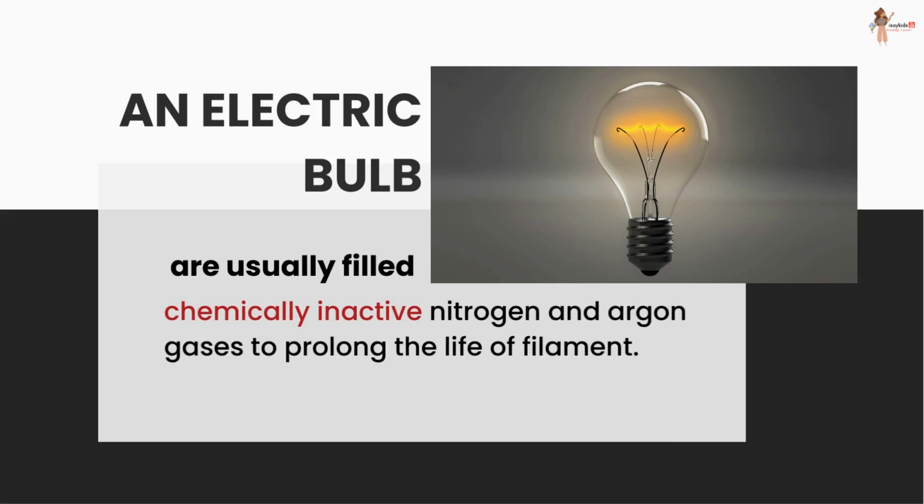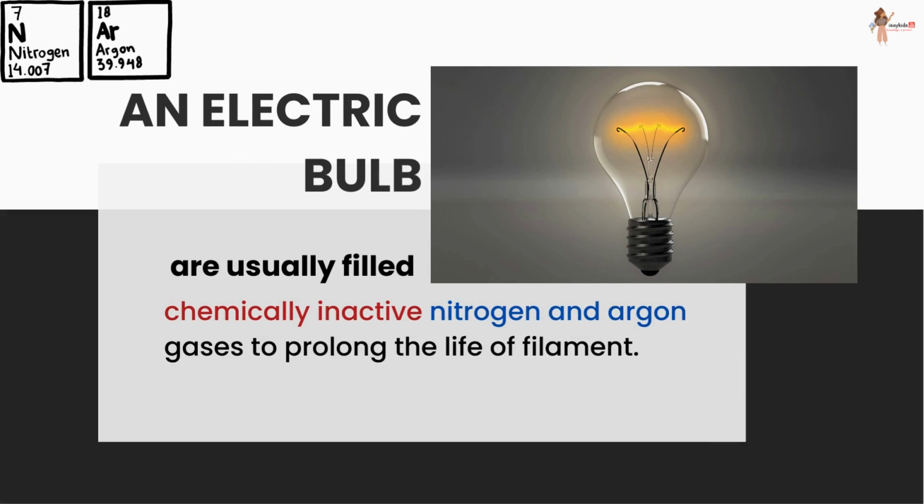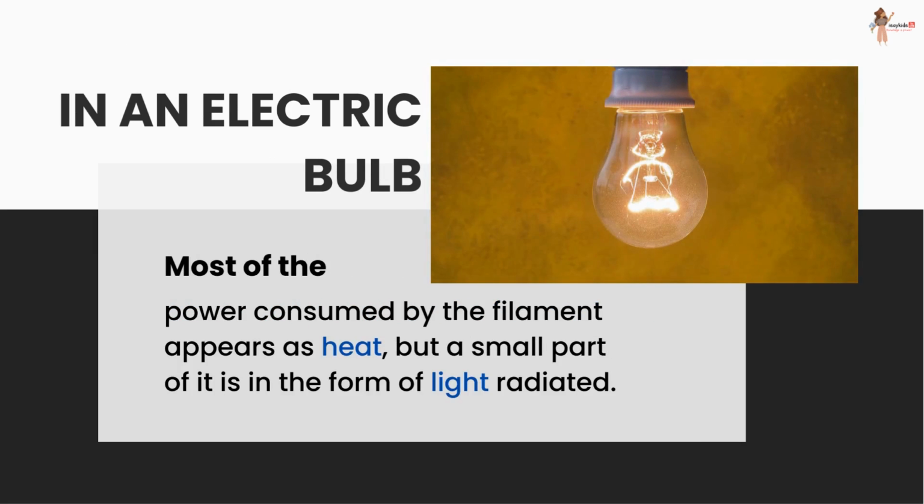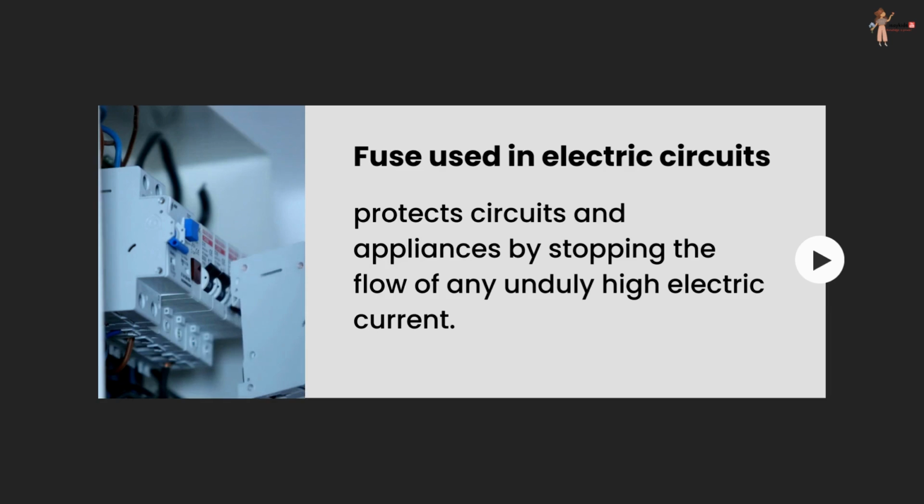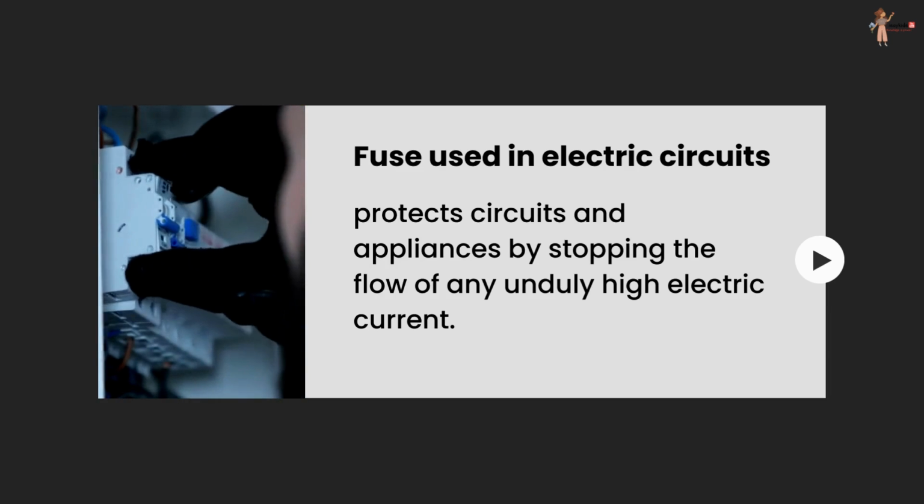The bulbs are usually filled with chemically inactive nitrogen and argon gases to prolong the life of the filament. Most of the power consumed by the filament appears as heat, but a small part of it is in the form of light radiated. Another common application of Joule's heating is the fuse used in electric circuits.